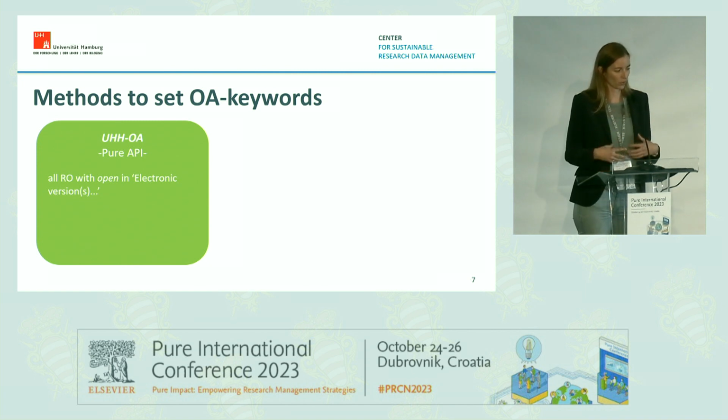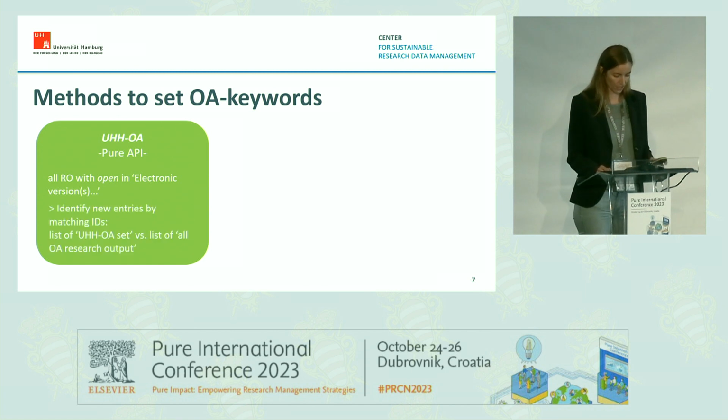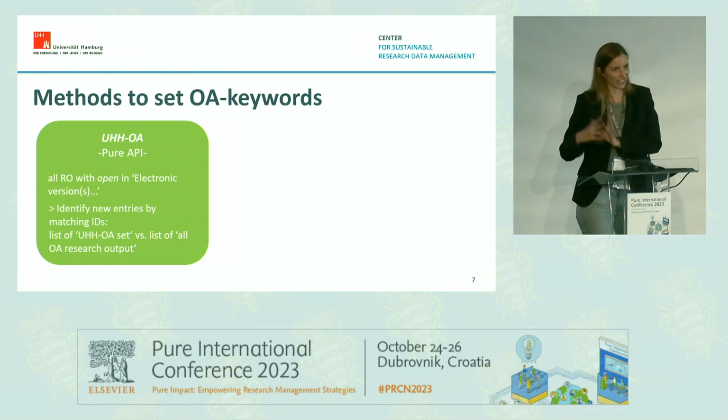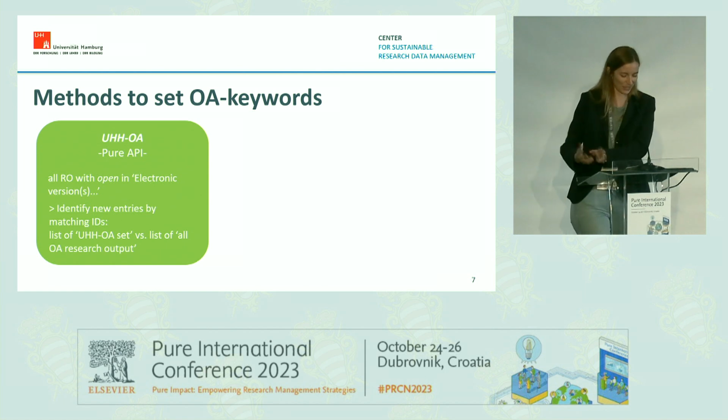All research output, so that was the first time we did this, all research output with the open tag in the electronic versions was filtered and the keyword was set. And to identify new entries, we match IDs, so we have on the one hand our list where the keyword is already set, on the other hand a list where we have all research output in Pure containing this open. So when we compare them, match the IDs, in the end we get a third list which we can use for our Pure API to write the keyword.